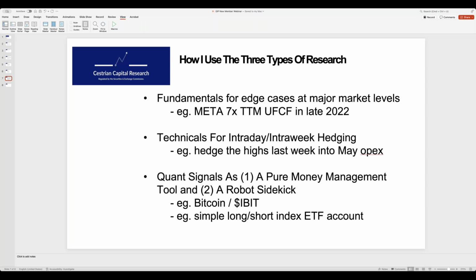So quant signals for me, two ways to use them. One, pure money management, as in just do what the quant signal says for a signal that you've come to like. You've interrogated the author, usually you figured out how the model works to some degree. I don't mean mathematically, but you've learned its behavior somewhat. You've learned roughly what it will do in any given environment. You feel comfortable with it. That's one method. And again, I do that for long short indices, and I do it for Bitcoin.